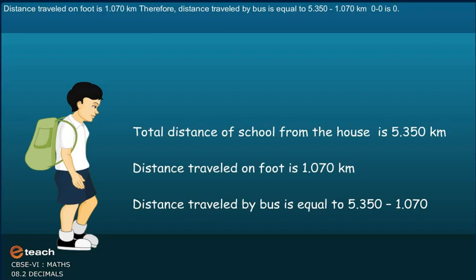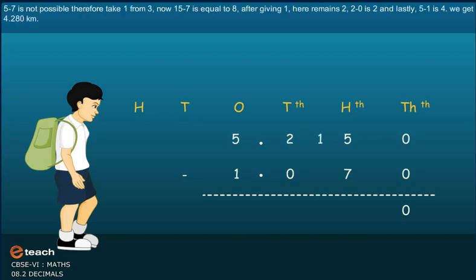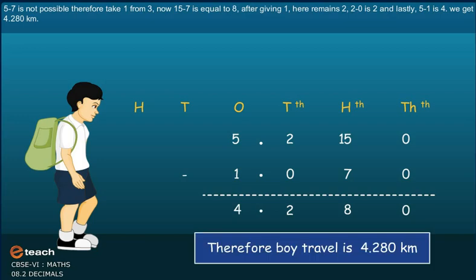5.350 minus 1.070. 0 minus 0 is 0. 5 minus 7 is not possible. Therefore, take 1 from 3. Now, 15 minus 7 is equal to 8. After giving 1, here remains 2. 2 minus 0 is 2. And lastly, 5 minus 1 is 4. We get 4.280 kilometer.